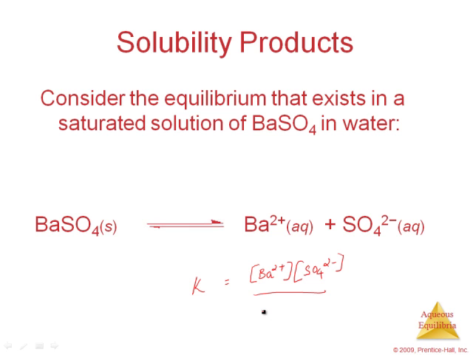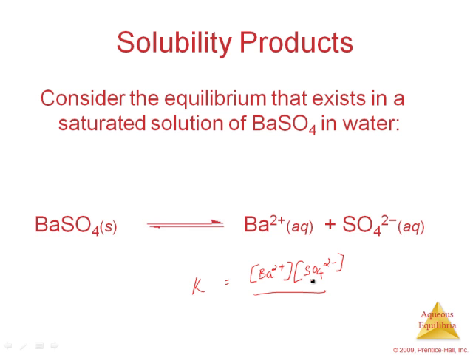You don't use liquids and solids, and gases come in only if you are talking about partial pressure, but at least we know that solids and liquids are not used in equilibrium expressions. So we will not use BaSO4. So the K expression will be just Ba2+ multiplied by SO4 2-, right?